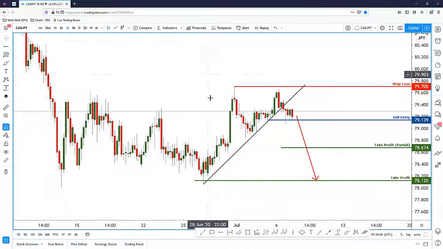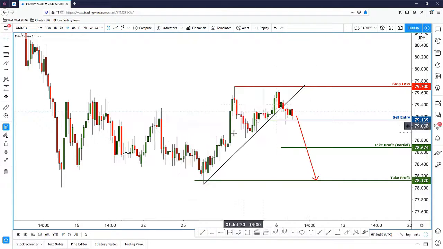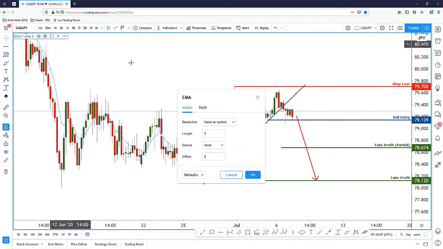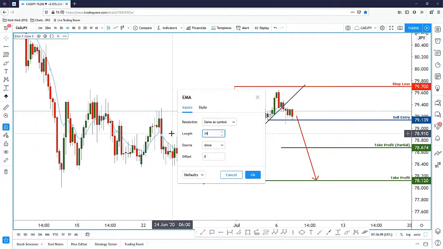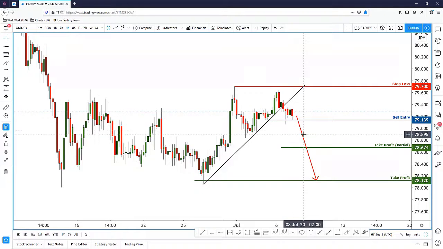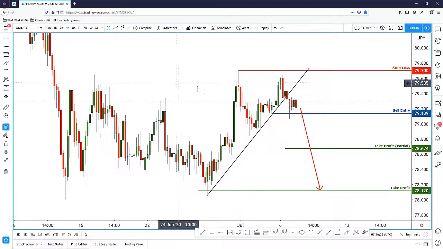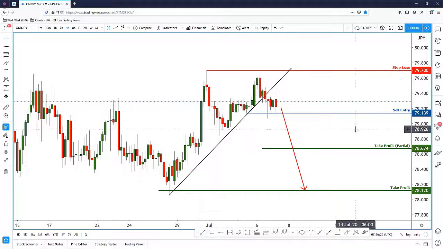If I were to include a moving average, just to show you guys, give a wider number, say 34, even 21, we actually see that price is already hovering around the moving average area and is looking to break below it. So this is the trade of the day for CAD yen, an intraday short-term opportunity that I see.